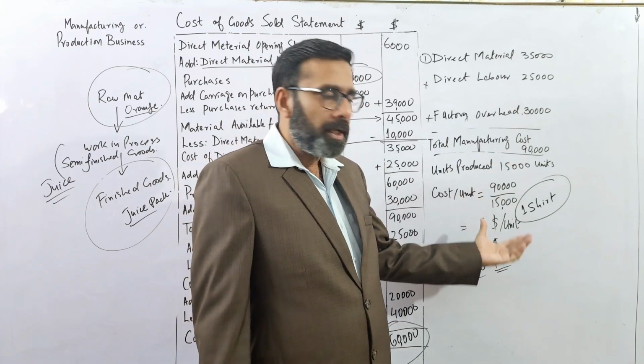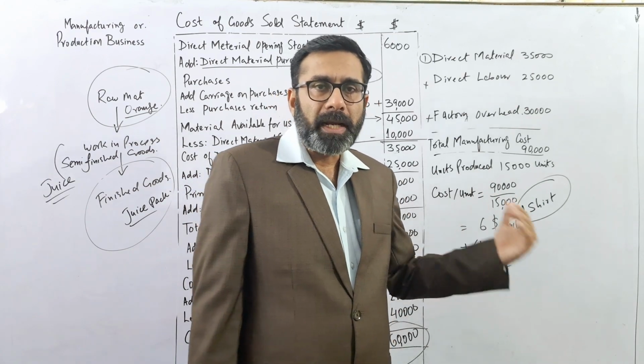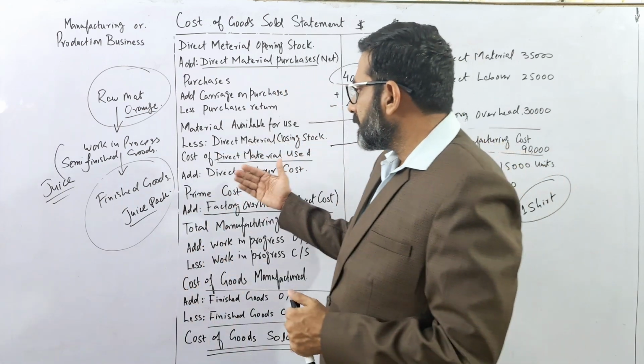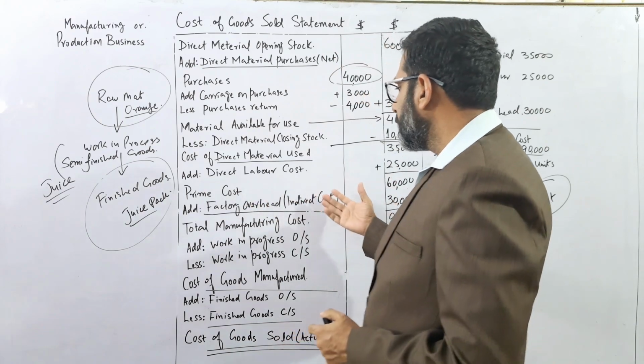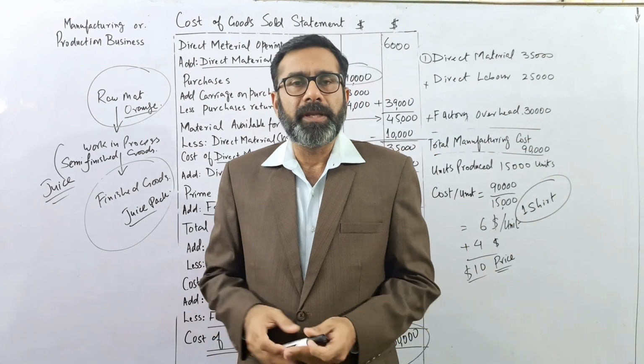So we also calculated the cost per unit, and how they estimate the price per unit. Now we will continue with the next thing, that is the concept of work in progress and the concept of finished goods.